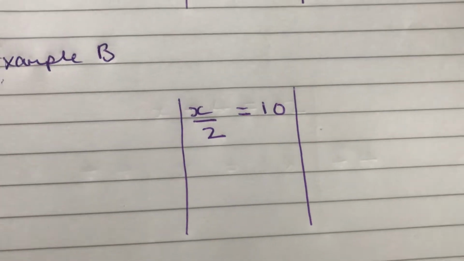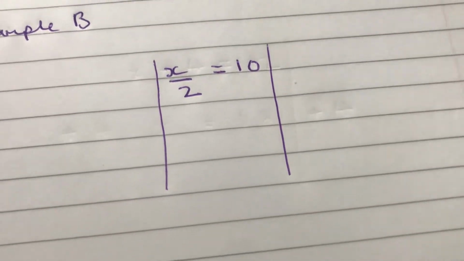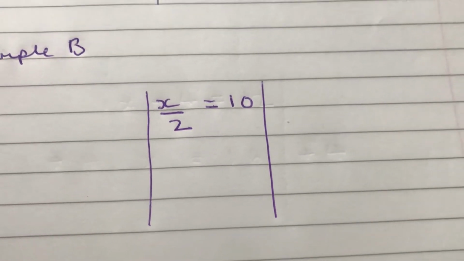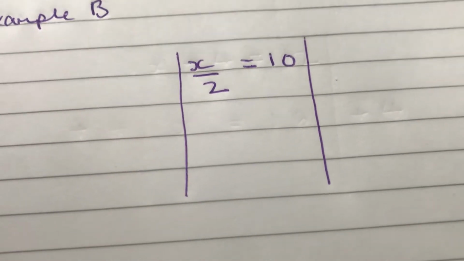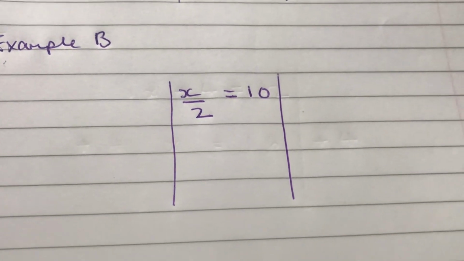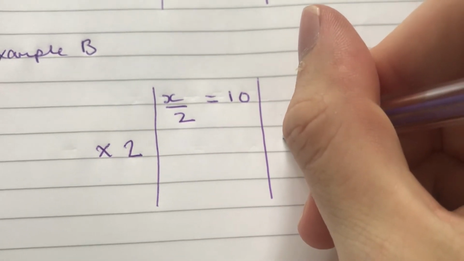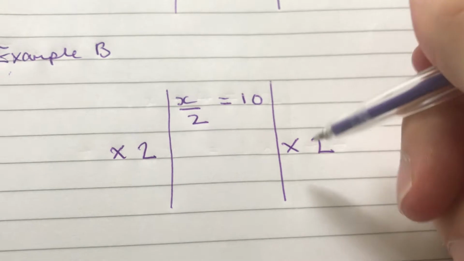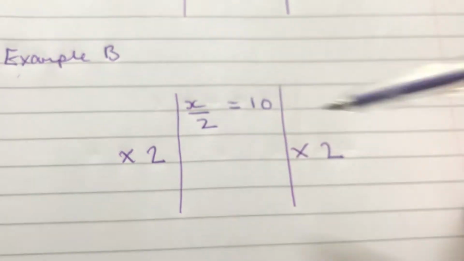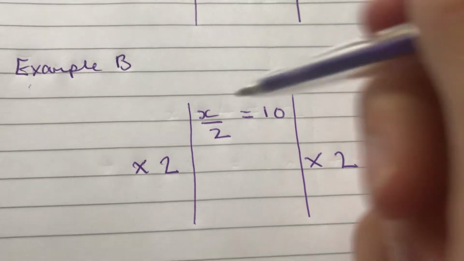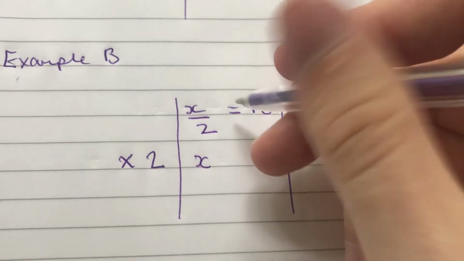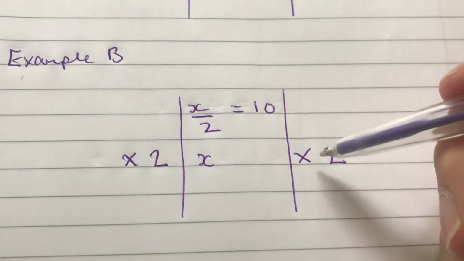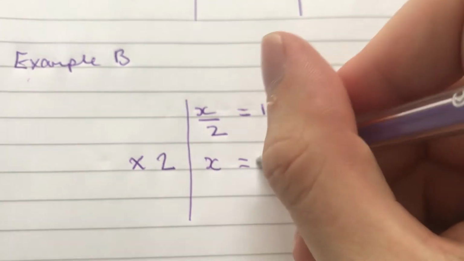What's the inverse of dividing by 2? What's the inverse of division? Division is the inverse operation of multiplication. So the inverse of dividing by 2 would be to multiply by 2. So we multiply by 2 on both sides. Remember, draw on both sides. Whatever we do to one side of the equation, we have to do to the other. So x divided by 2 multiplied by 2 is just x. And 10 multiplied by 2 is 20.